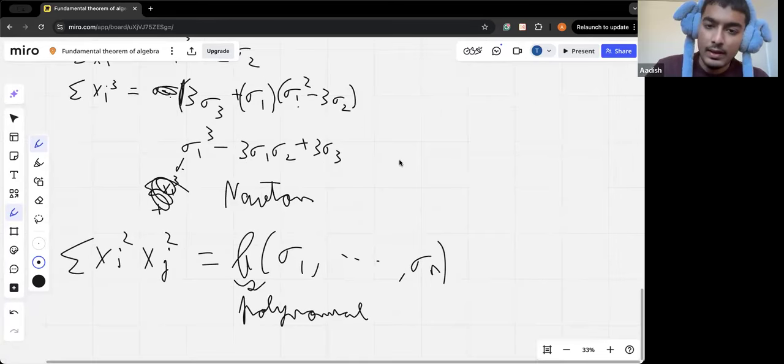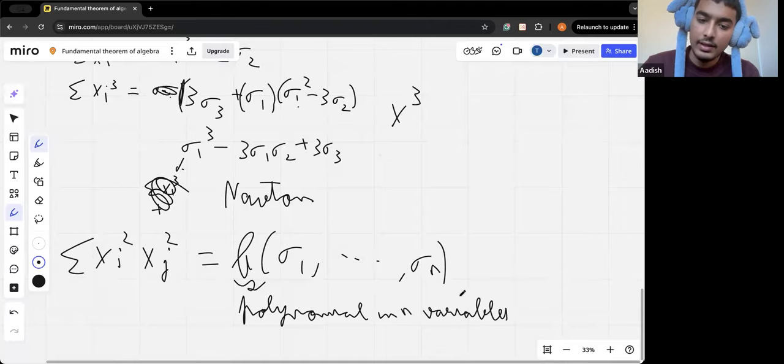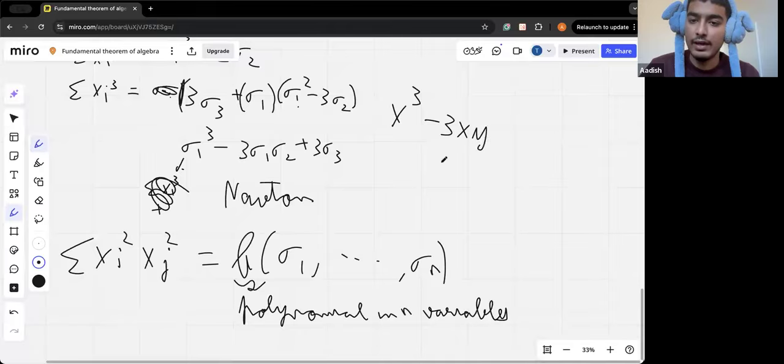So consider a polynomial in multiple variables. Okay, sorry, I should have made that clear. Like f is a polynomial in n variables. So the polynomial involved here is x cubed minus 3xy plus 3z, and you plug in x equals rho 1, y equals rho 2, z equals rho 3.